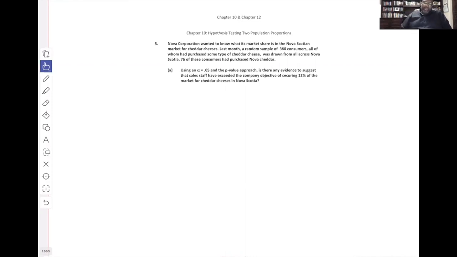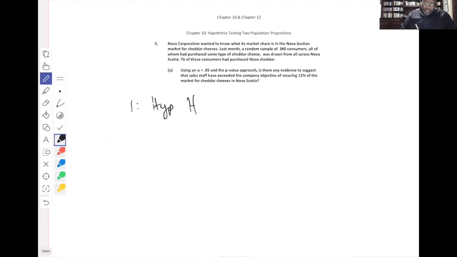So using alpha equal to 5% in the p-value approach, is there evidence to suggest that the sales staff have exceeded the expectations? What is it that they want? They want 12%. So we're going to assume that the true proportion is 12%, and now we're going to try to find evidence that it is more than 12%. The way we work this, I remember we have about five steps that I normally go through. The first one is step one: state the hypotheses.